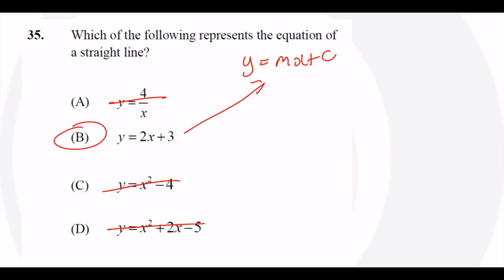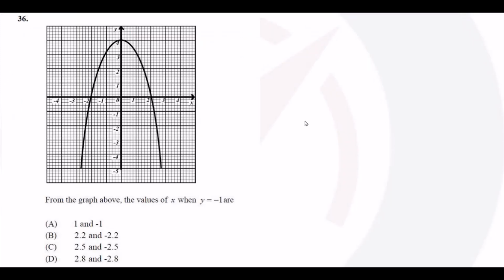Just comparing the form and you get your answer easily. Sometimes the question asks you to transpose, but this one was just very straightforward. Y equals mx plus c, bam.